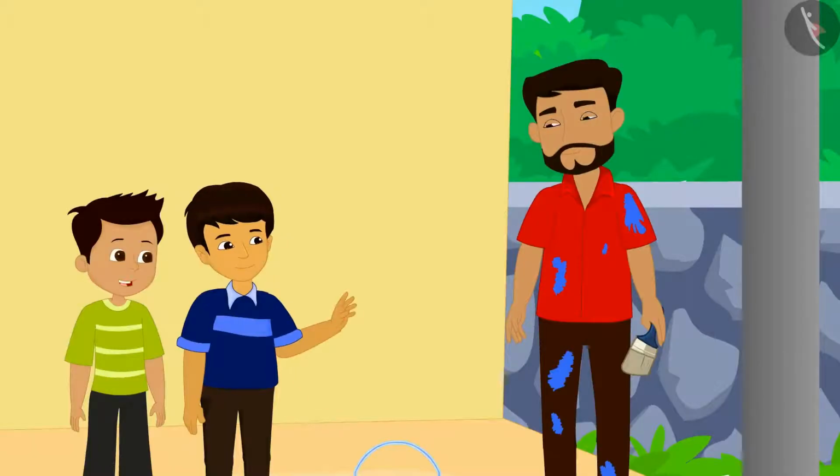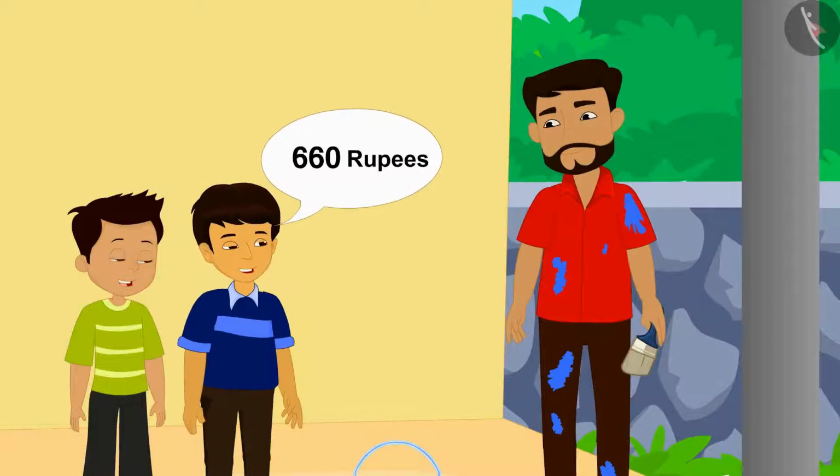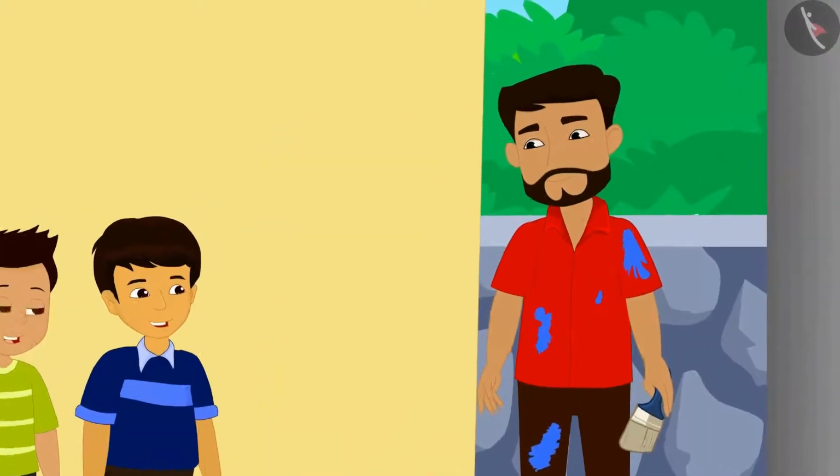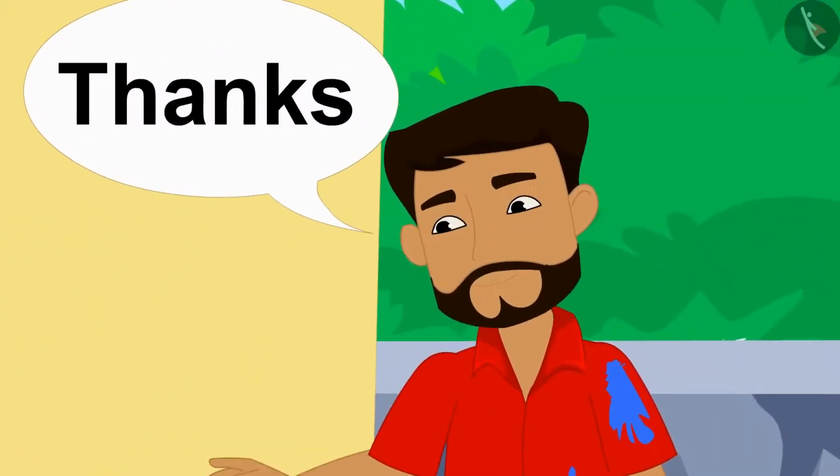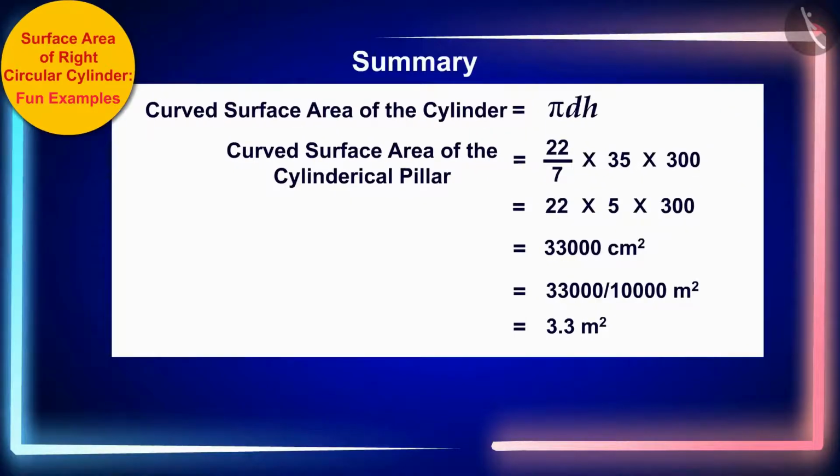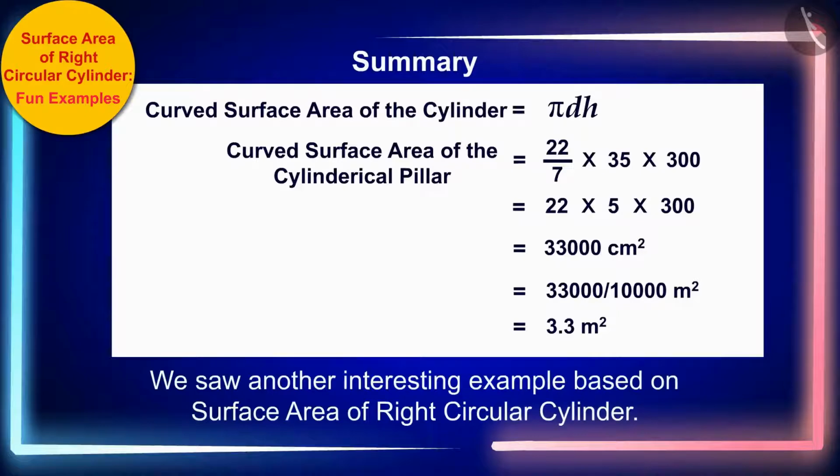Both the friends told Painter Uncle the cost of coloring the pillar, and Painter Uncle thanked them for their help. Friends, in this video we saw another interesting example based on surface area of right circular cylinder. So hopefully you will now have a good understanding of the surface area of the right circular cylinder.